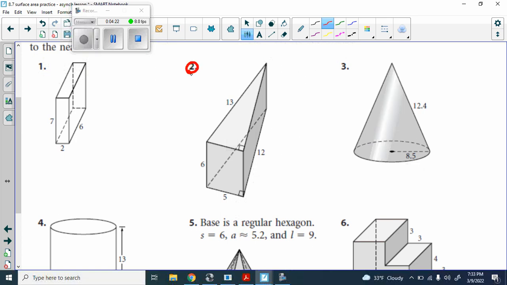Okay, so number 2 to start. Step 1, every single time, figure out what your base is. So I want you to pause for a second and just think about that. What shape is the base of this prism? That's not a pyramid, it's a prism.